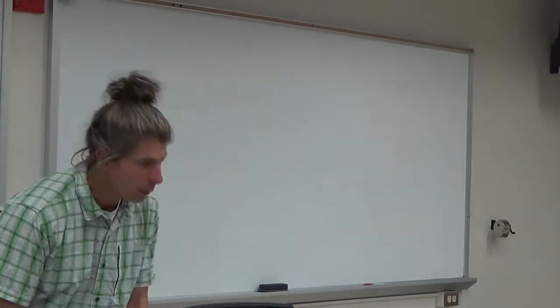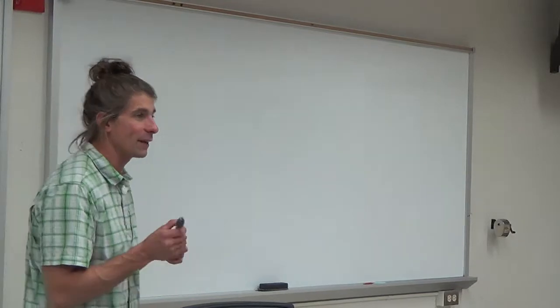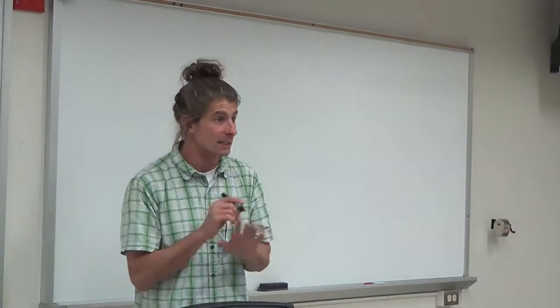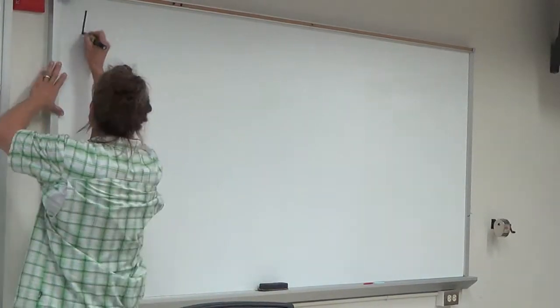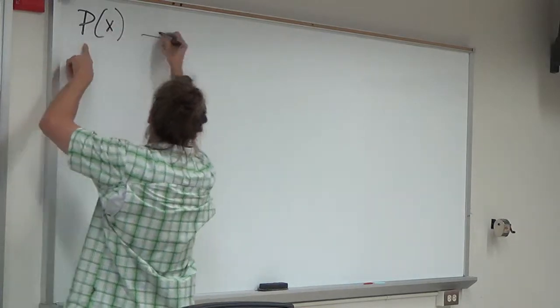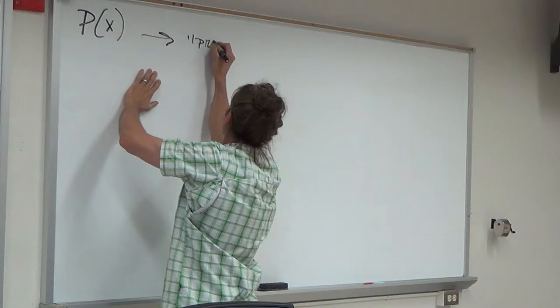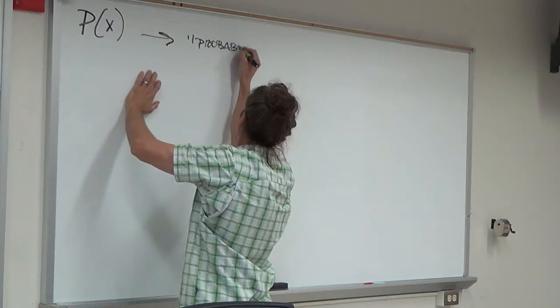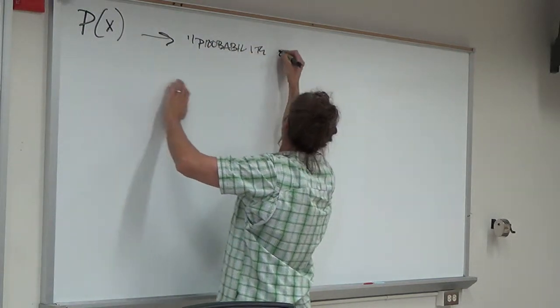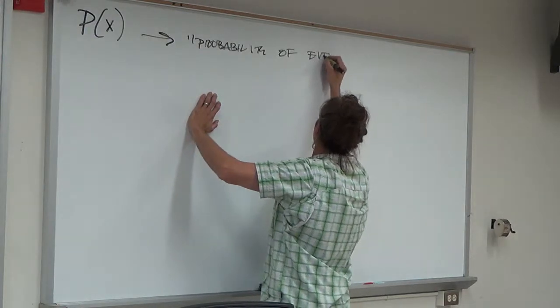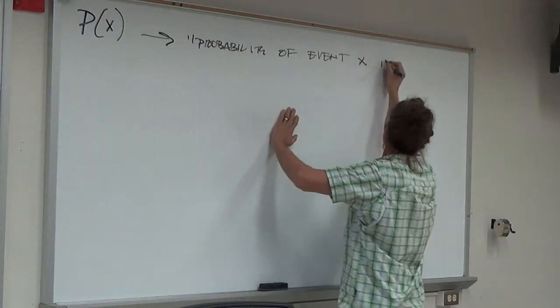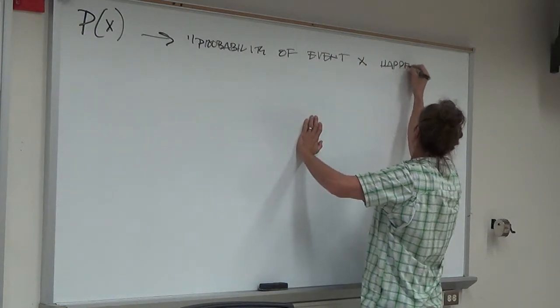Okay, it's just a shorthand. I know it looks like f of x notation from Math 111. It is not. I promise you, not that at all. So when you see p of x, the way you read this is it's the probability of event x happening.